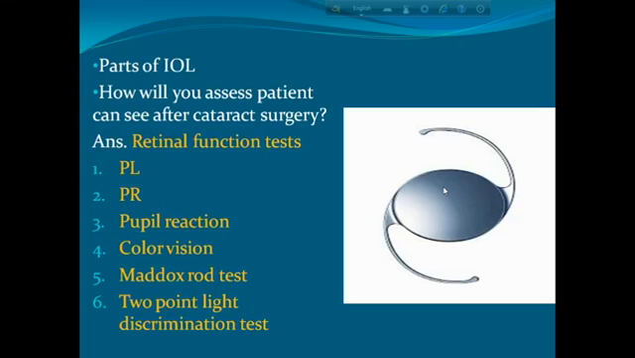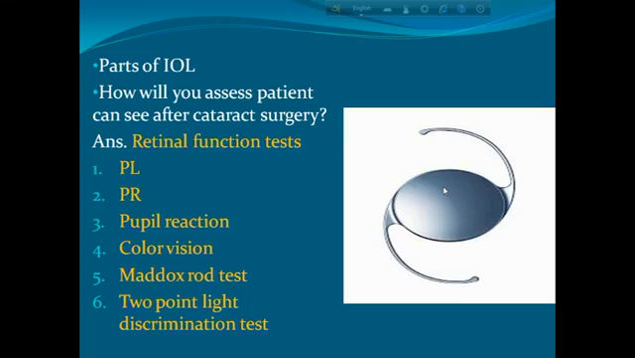Pupillary reaction is very important. When we assess the pupillary reaction, we assess the status of the optic nerve and retina. If there is any disturbance or optic nerve difficulty, we get an idea from the pupillary reaction, and we may tell the patient that maybe you will not see after cataract surgery. Color vision also helps to assess the status of the optic nerve and retina.